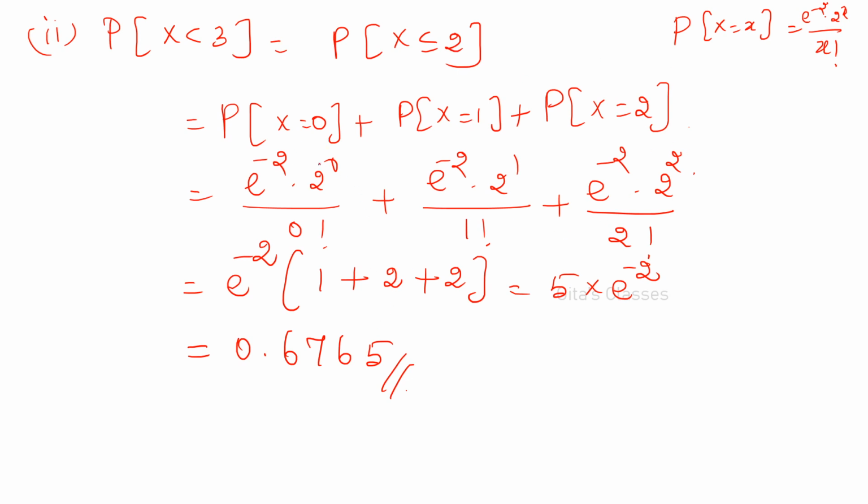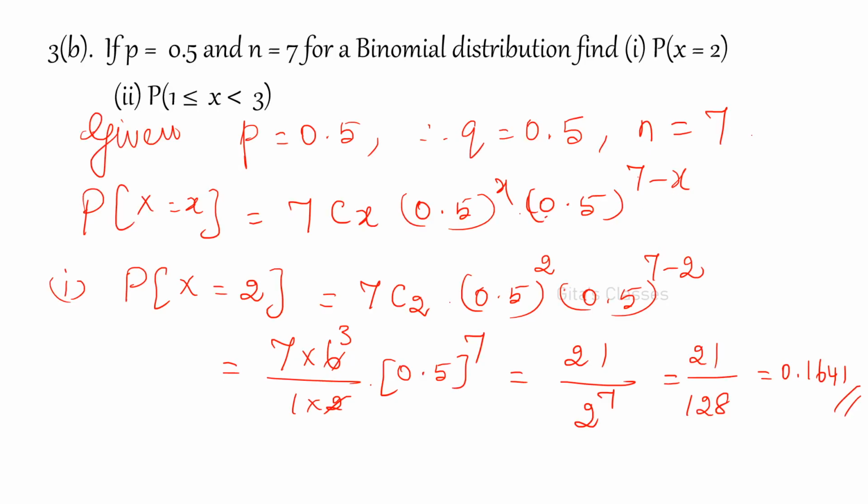If you substitute, e power minus 2 is common, I can take it outside here. First term it is 1, second term 2 power 1 it is 2, and third term it is 2 power 2 by 2, that is 4 by 2 it is 2. So 5 into e power minus 2, this is the value 0.6765. Okay.